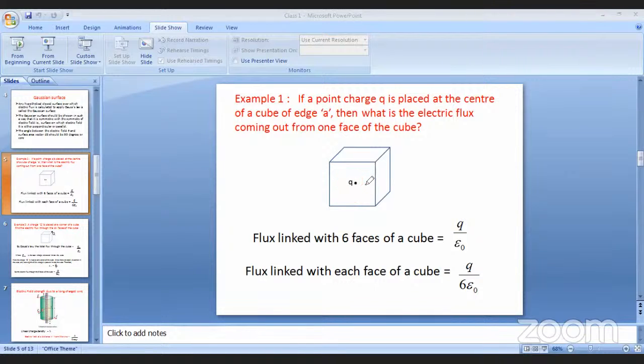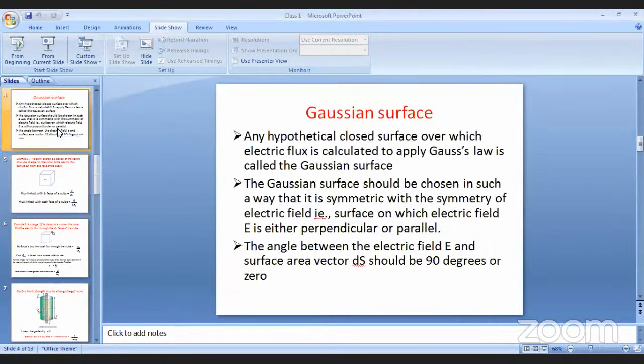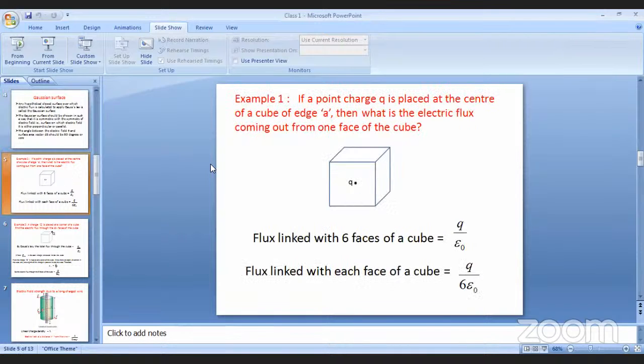Now, what is the total electric flux coming out from one face of the cube? Let me ask you a question: totally, how many faces are there in a cube? Six, sir, totally 6. Here you have to imagine the cube in a three-dimensional view so that you can imagine the 6 faces of this cube.